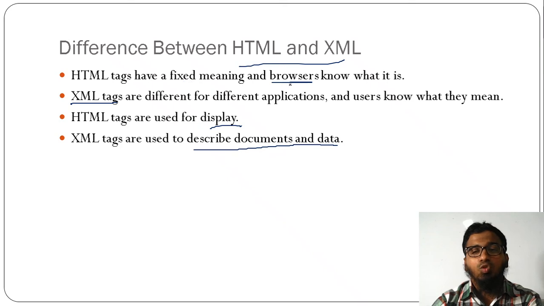In HTML tags have a fixed meaning to the browser, but in XML they differ for different applications. What does fixed mean? Whenever you use P, the browser will understand this is a paragraph. Whenever you use H1, it will understand it is a heading tag. In XML, the user knows what the tags mean. HTML tags are used to display, and here they are used to describe the document and data.